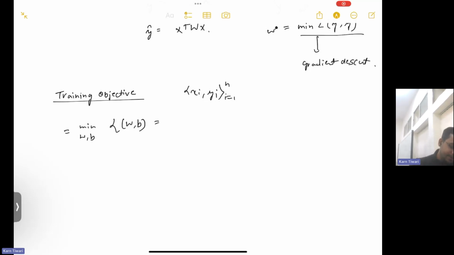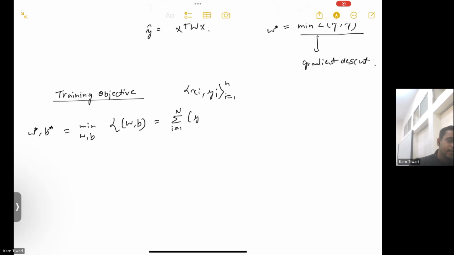Basically, this will be our optimal w star and b star, which is the summation over i equal to 1 to n of yi minus f of x, squared. This is our normal squared error loss. It measures the amount of deviation between the predicted value and the truth, and squares it.